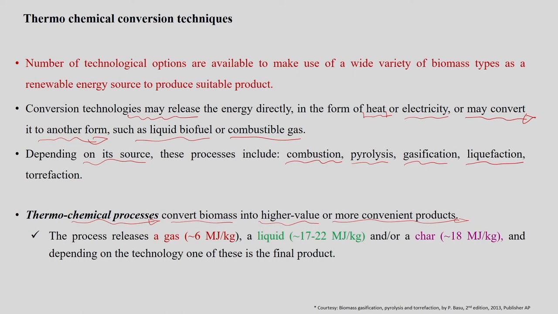You can consider combustion as a process for the conversion purpose, gasification, or maybe the pyrolysis process as well. And these processes release a gas which has a heating value that is not a fixed value; it varies between about 4 to 6 megajoule per kg, and they also produce a liquid with a heating value of 17 to 20 megajoule per kg. This variation is mainly because of the carbonaceous content in the feedstock, that is the raw biomass. They also produce a char with a value of about 18 megajoule per kg. It varies between 16 to 18 megajoule per kg in thermochemical conversion processes when solid carbon is obtained as a product.